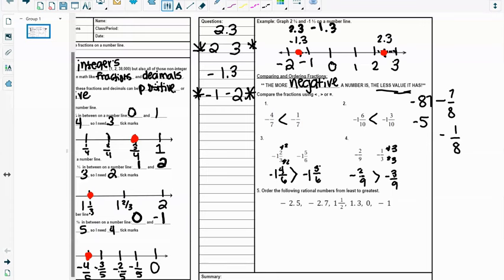Ordering these numbers from least to greatest. Again, you can pause the video and try this part on your own if you would like. Least to greatest means most negative to least negative, or greatest value. So my most negative number, or my smallest value, is negative 2.7. After that would be negative 2.5. After that would be my last negative number, which is negative 1. After that would be 0.